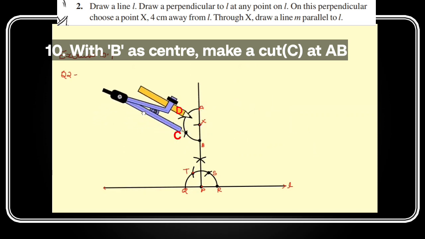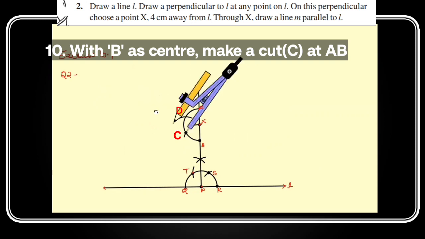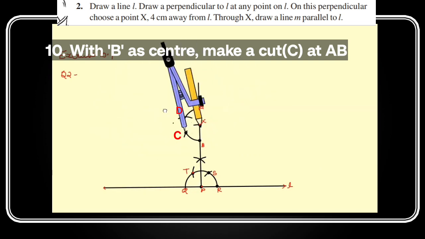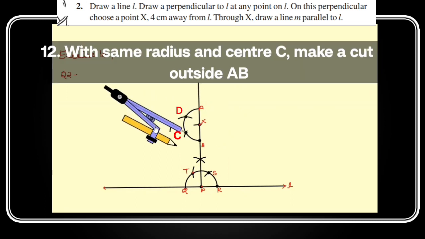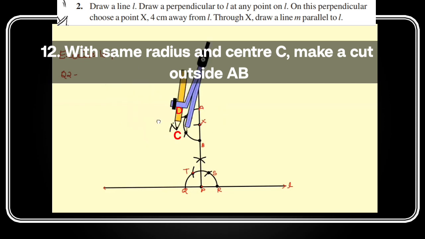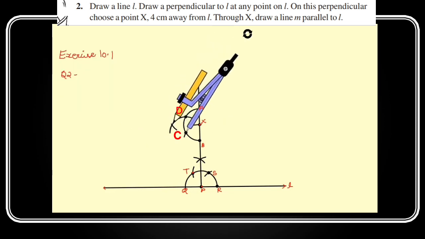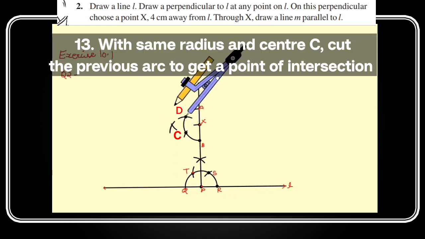This cut is D. Taking C as center, make an arc outside AB. With D as center, cut this arc. The same procedure is repeated. Now the point of intersection and X are joined and extended to draw the parallel line M.